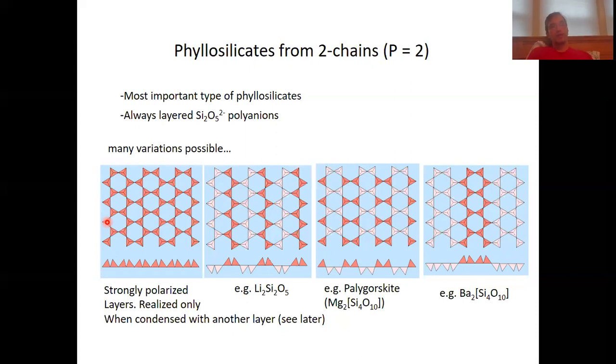Okay, and now you see that many of these chains are fused together to form a layer. So here would be the second chain. And here that would be the third chain.